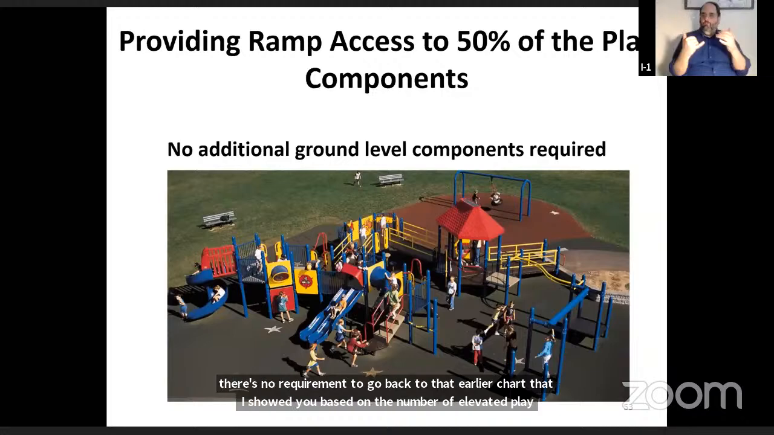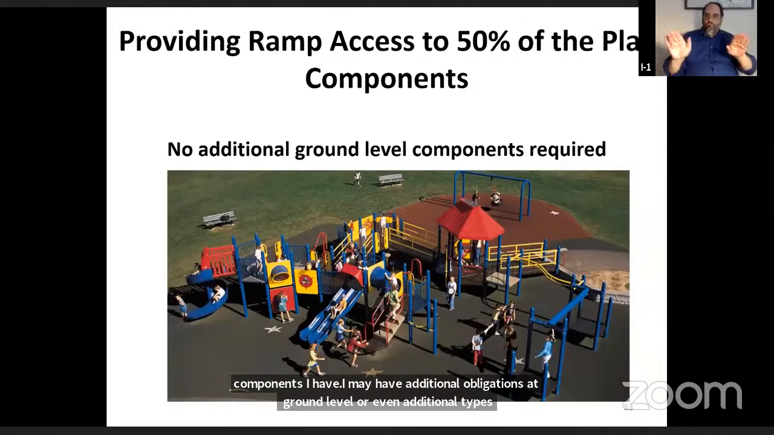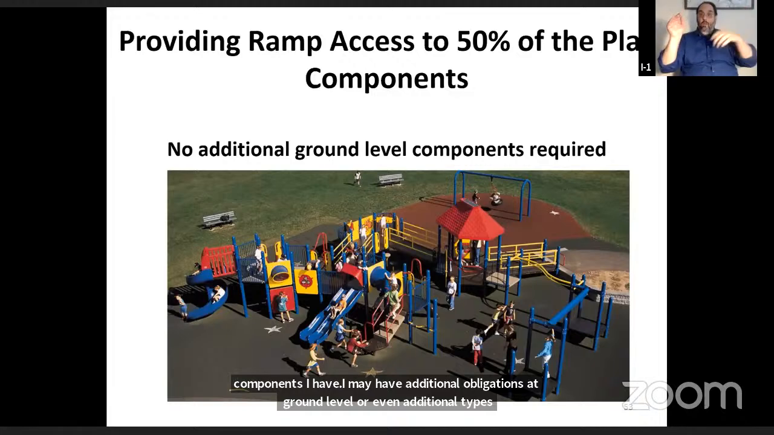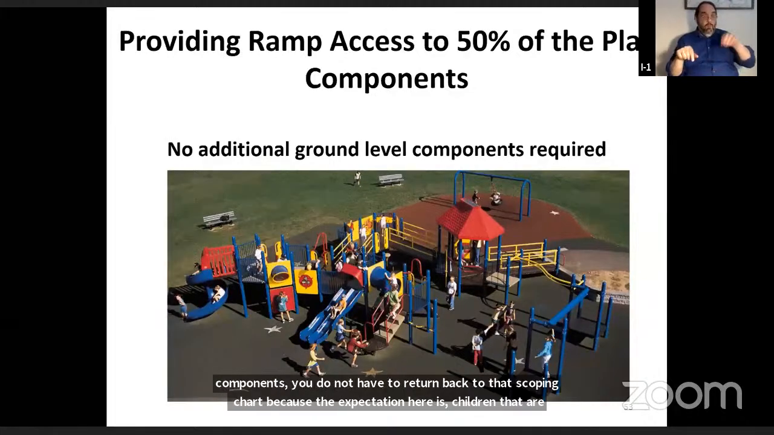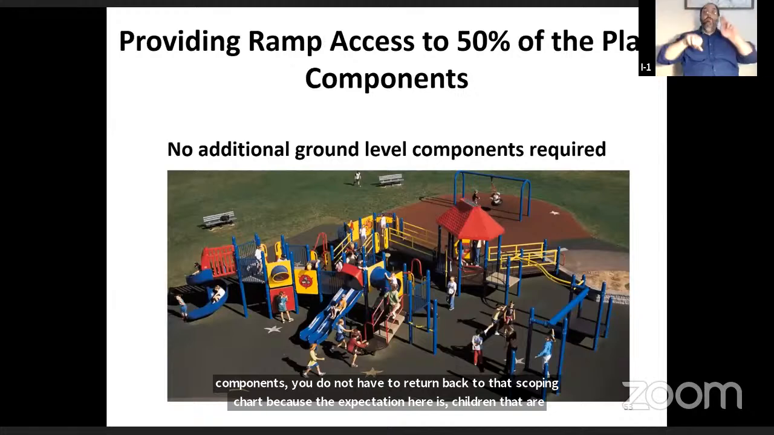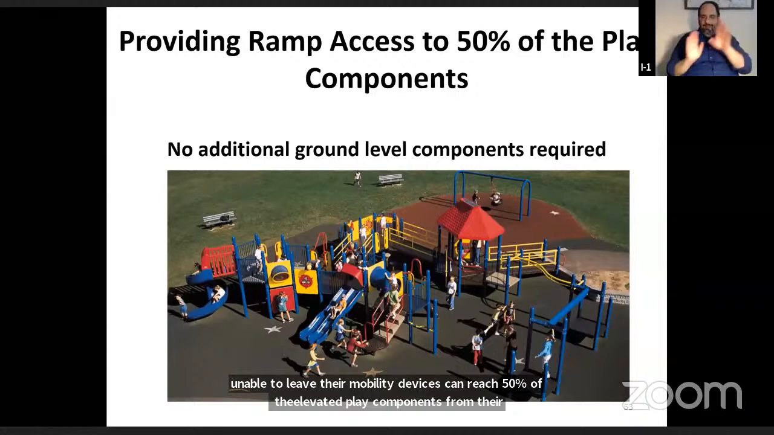I may have additional obligations at ground level or even additional types at ground level. So if you ramp in your play area 50% of your elevated play components, you do not have to return back to that scoping chart, because the expectation here is that children who are unable to leave their mobility devices can reach 50% of the elevated play components from their mobility device. Great opportunity doing that. And this play area is just an overhead view showing one with different types of ramping systems.